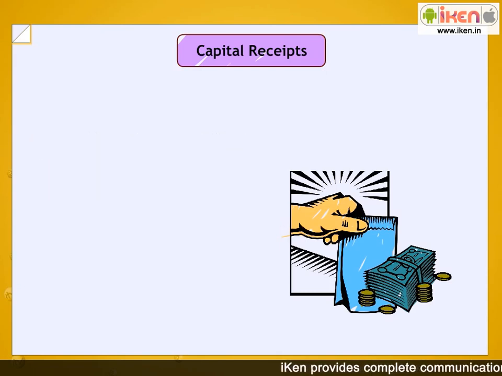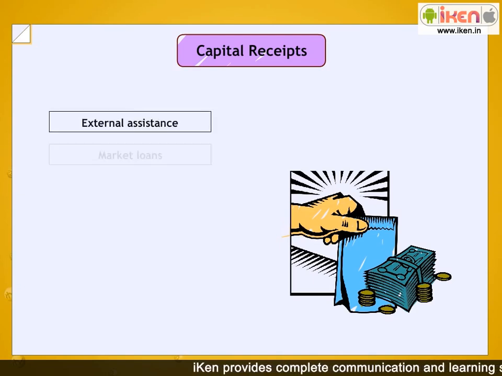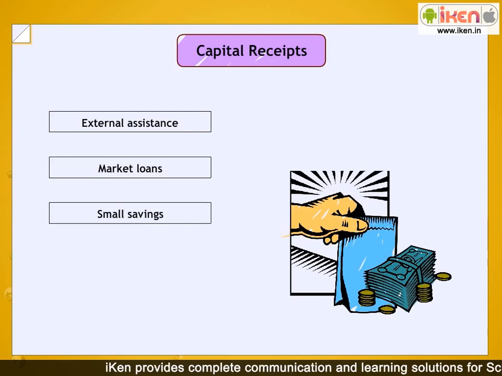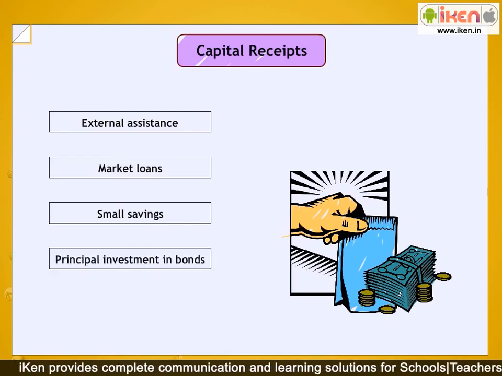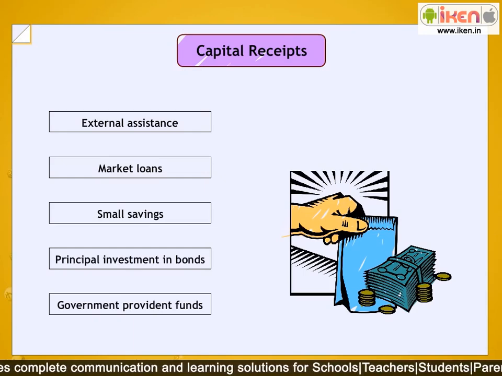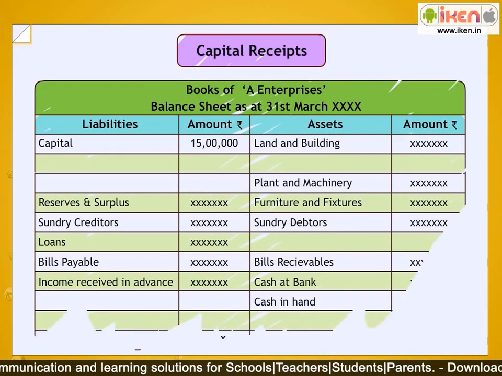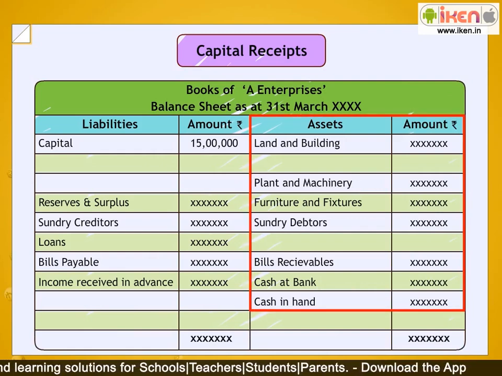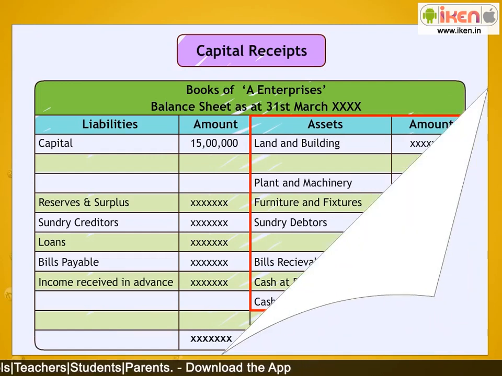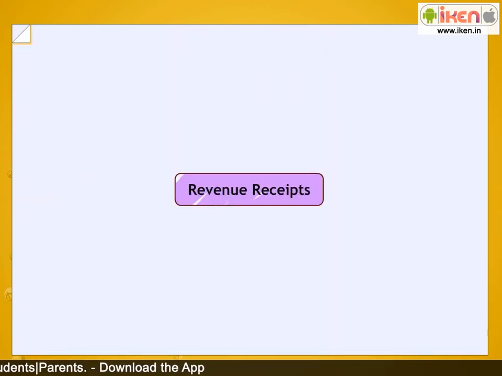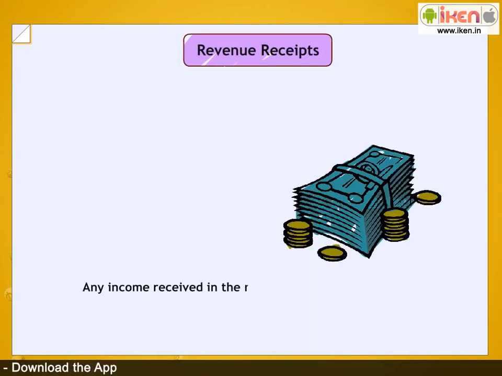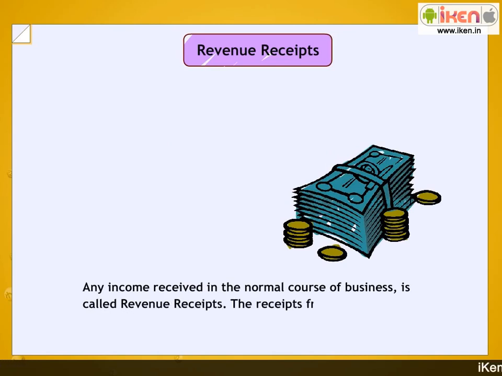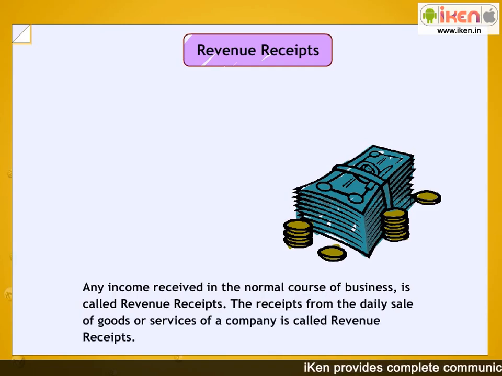Capital receipts include external assistance, market loans, small savings, principal investment in bonds, and government provident funds. It is recorded on the asset side of the balance sheet. Revenue receipts. Any income received in the normal course of business is called revenue receipts. The receipts from the daily sale of goods or services of a company is called revenue receipts.